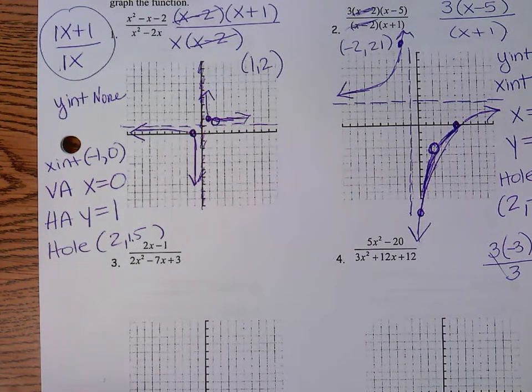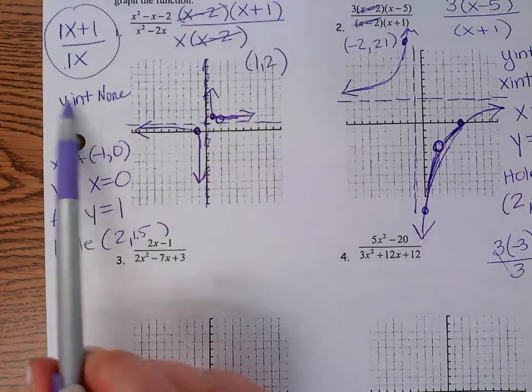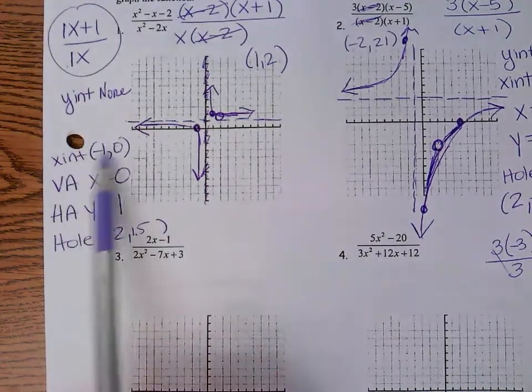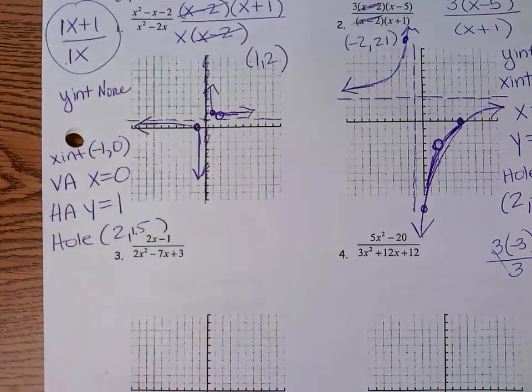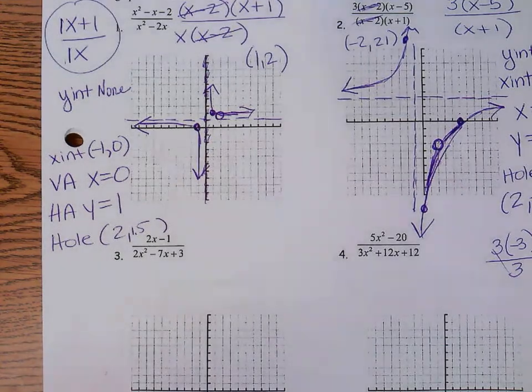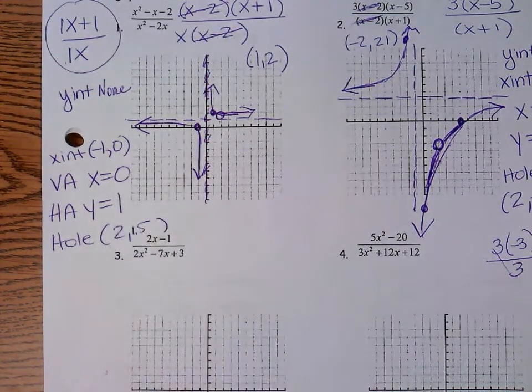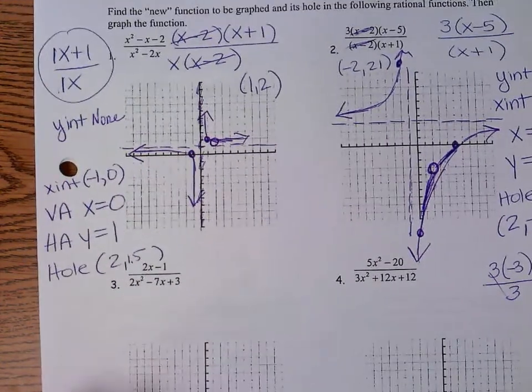So on your test, you'd have to identify, like, I'm going to give you part A, part B, part C, part D, part E, hole. There might be no hole, and then you're going to have to graph it. And there'll be a couple questions you can use a calculator on to get those values.